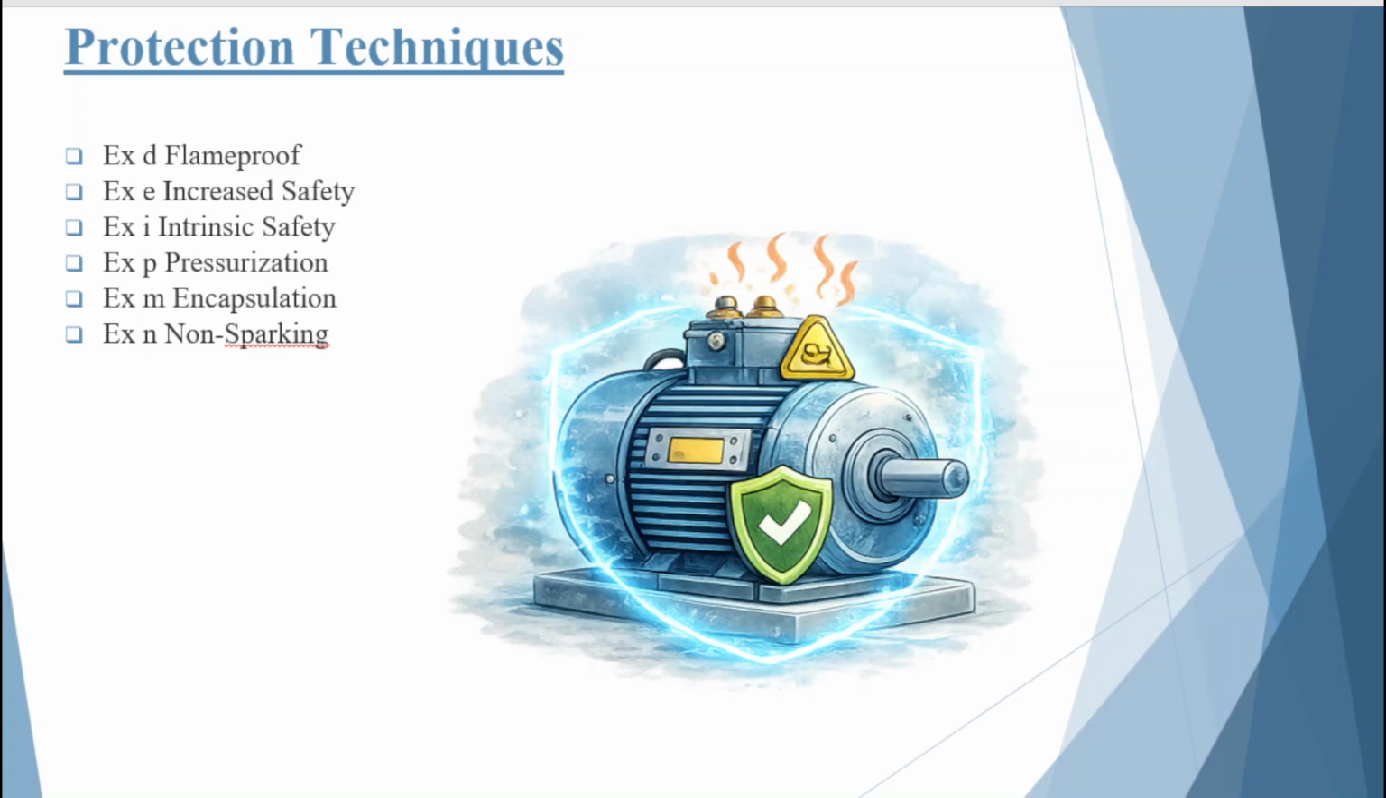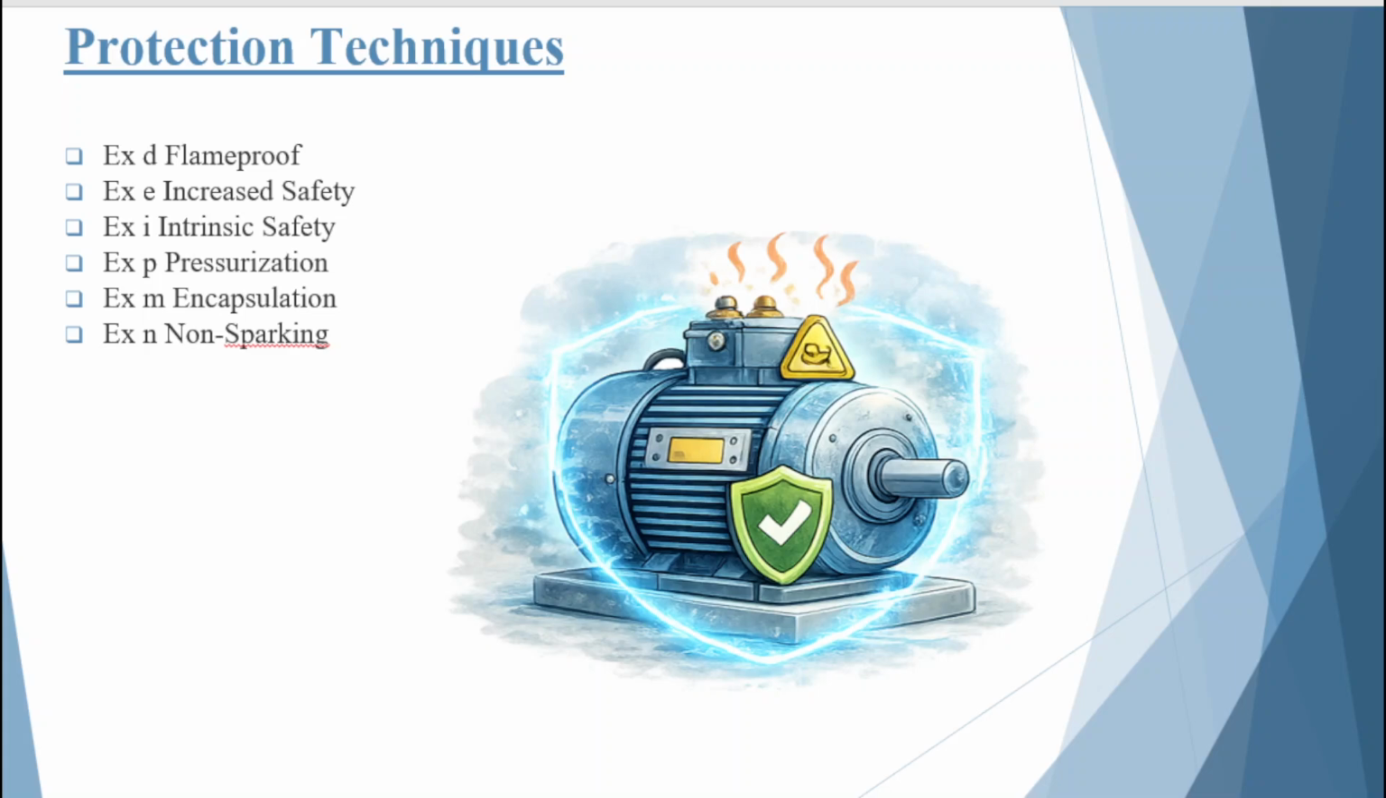To eliminate this risk, manufacturers design equipment using different explosion protection techniques. Each technique prevents the surrounding flammable atmosphere from being ignited in a different way. As shown on the slide, there are several commonly used protection methods. The first is Ex d flameproof. In this method, the equipment enclosure is strong enough to withstand an internal explosion and prevents the flame from spreading to the surrounding atmosphere. Next is Ex e increased safety.